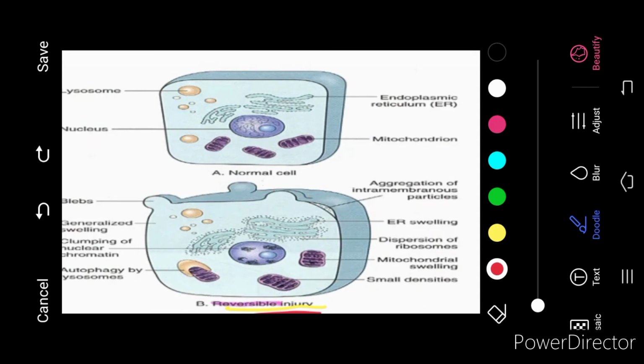Now, the second point is the endoplasmic reticulum. It has also undergone swelling. Third, ribosomes. Here we can see that dispersion of ribosomes has occurred, which means detaching from the endoplasmic reticulum. Fourth one is mitochondria. Here we can see that the mitochondria are swollen and there are small densities in the mitochondria.